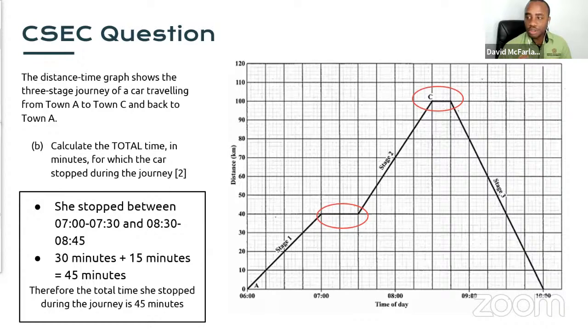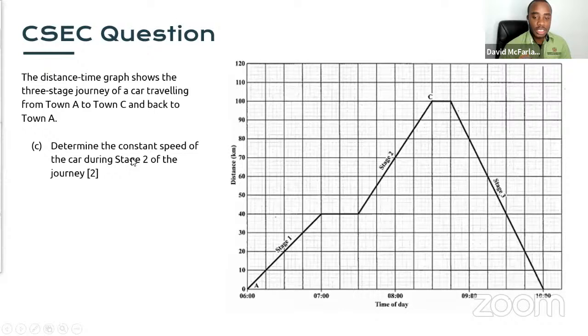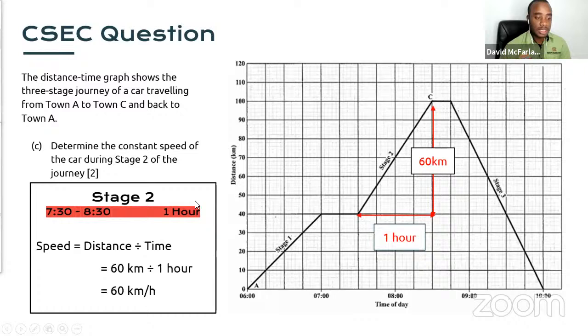Now let's look at the third part of the question, which asks us to determine the constant speed of the car during stage two of the journey. I know you guys are going to come with it. I think we even worked this one out together. Because we did it already, we found that the distance traveled was 60 kilometers. The time taken was an hour. So we figured out that the speed was 60 kilometers per hour. I remember you guys did that one.